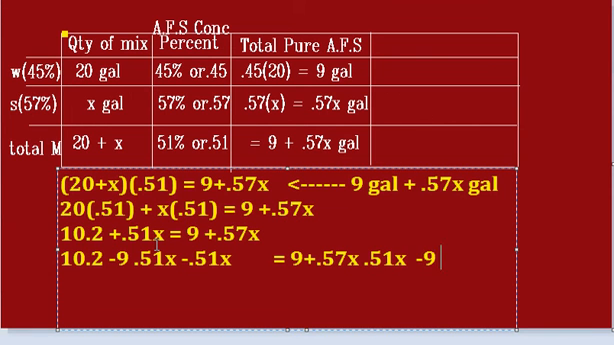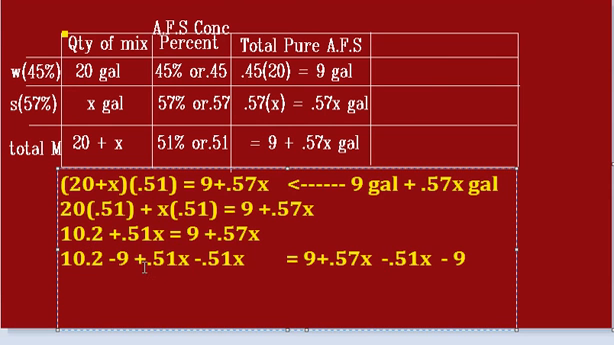So what happened now with the 10.2? We have deducted the 9 on the other side of the equation. And how about this one? This is 0.51x. So, dinideduct natin ang 0.51x din. Dinideduct din natin yung 9. Itong 9, deducted there. 0.51x, deducted dito. Itong 9 plus 0.57x is as is yun. Saka yung 10.2 plus 0.51x as is pa rin yun. Correct?